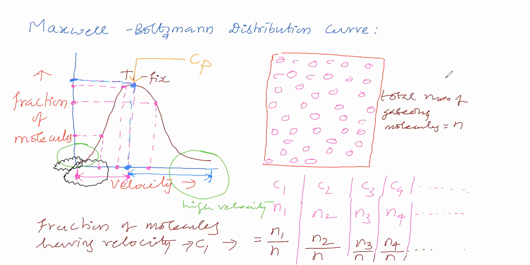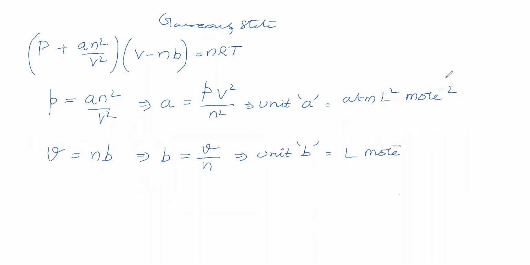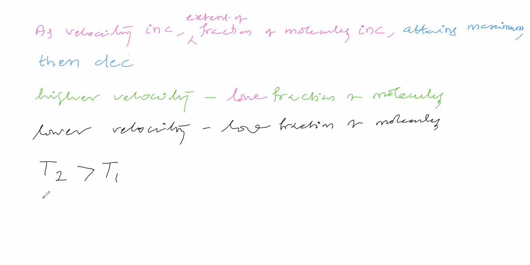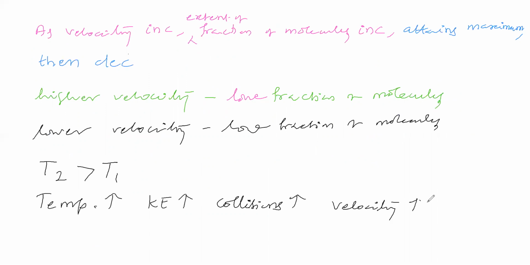Okay, now we will see which point is correct. When the temperature increases, the kinetic energy of gas molecules increases. The number of collisions between gaseous molecules increases. Change in velocity takes place frequently, and the velocity of gaseous molecules increases. So when temperature increases, kinetic energy increases, number of collisions increases, and velocity of gaseous molecules increases.